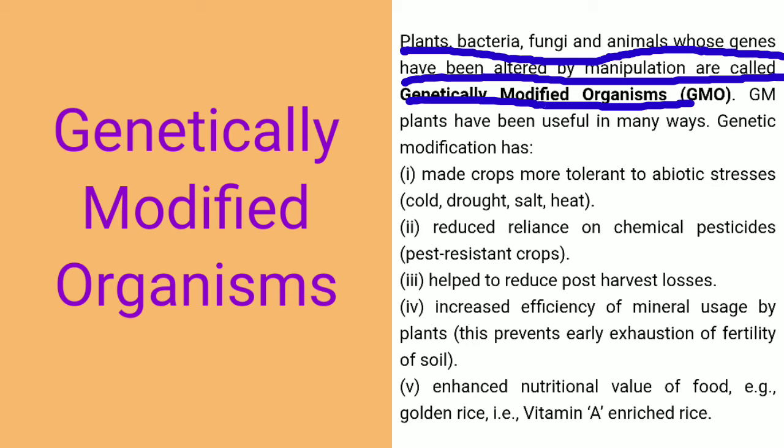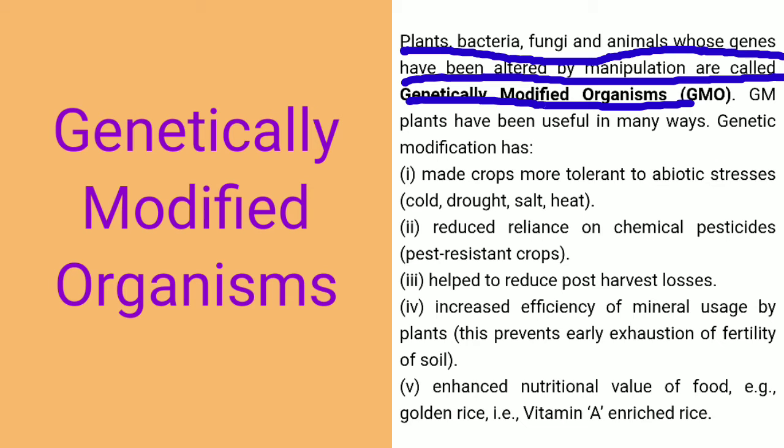Hence the words transgenic plants and transgenic animals come. Transgenic plants and animals will be the organisms having genes of another organism through the technique of genetic engineering. Those are called transgenic plants, transgenic animals or transgenic bacteria, etc.